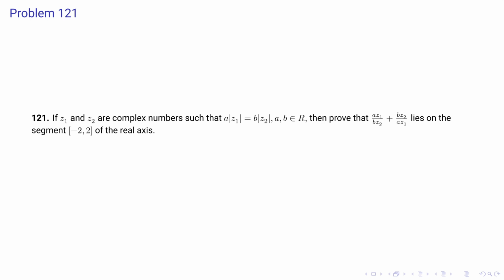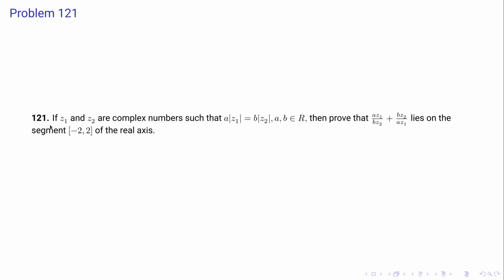So without further ado, let's get started. And as always, I'll say that when I am reading the problem, you should pause the video. And if you cannot solve the problem, then look at the solution and try to understand it.